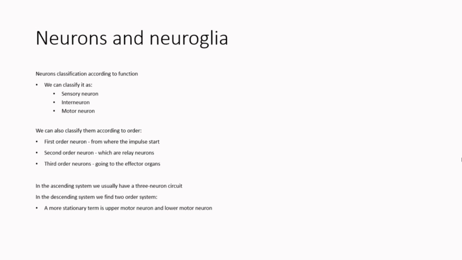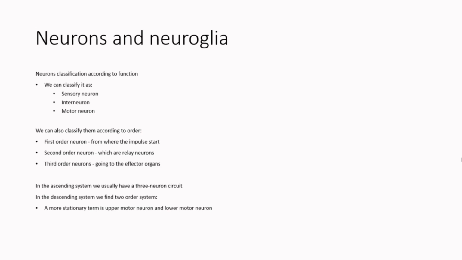Neurons can be classified according to their function: sensory neurons, interneurons, or motor neurons. We can also classify them according to their order. A first order neuron is where the impulse starts. Second order neurons are relay neurons or interneurons. And third order neurons are neurons going to the effector organs.